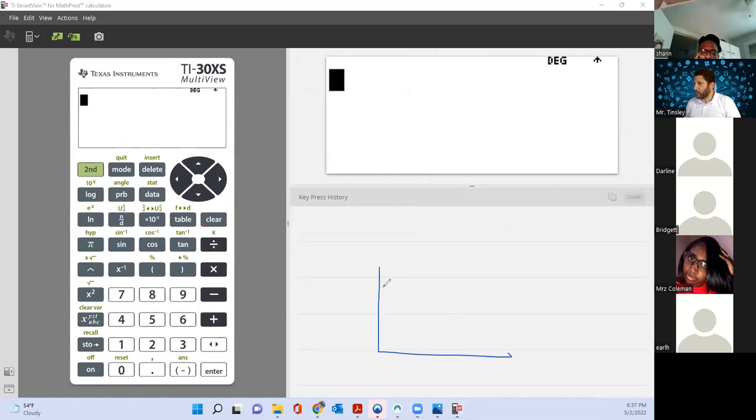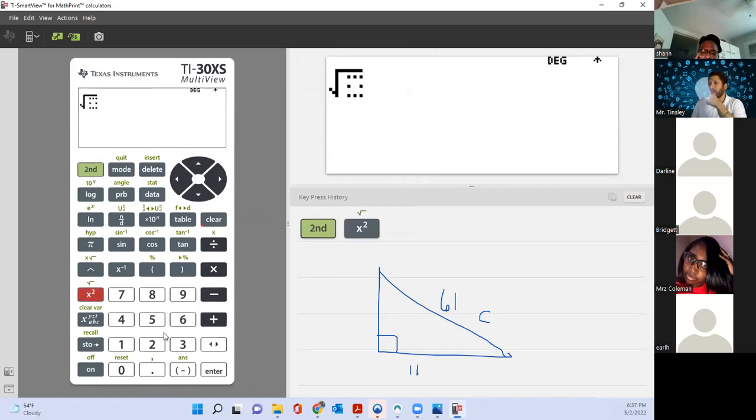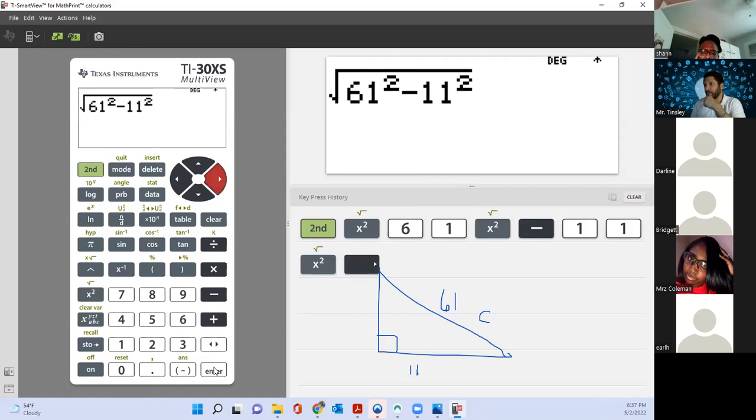Let me write that triangle back on here. So I got my right triangle. This was 11. This was 61. So I know this is my C. Okay, watch this. If I got my C, second square root, 61 squared minus 11 squared. Done. 15 seconds. Really? So now the first way, it took us about 2.5 to 3 minutes. The second way took under a minute.